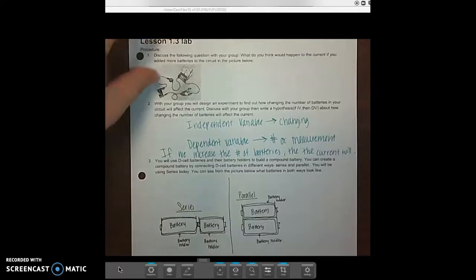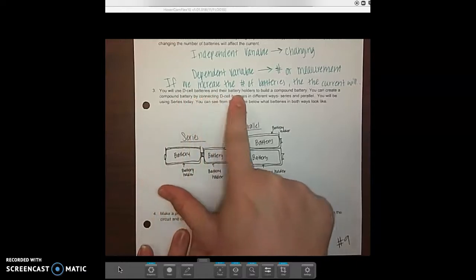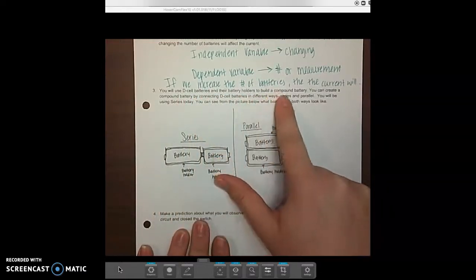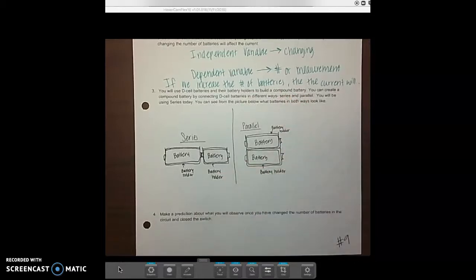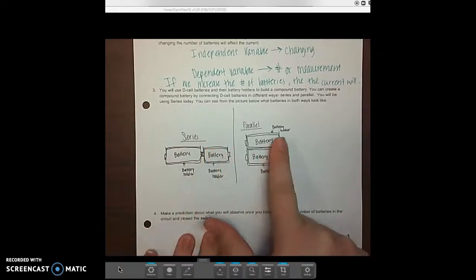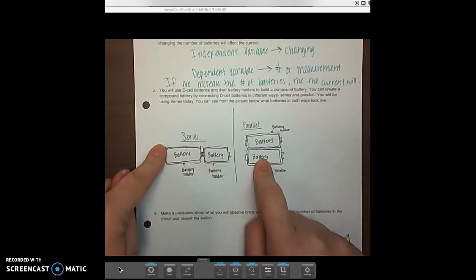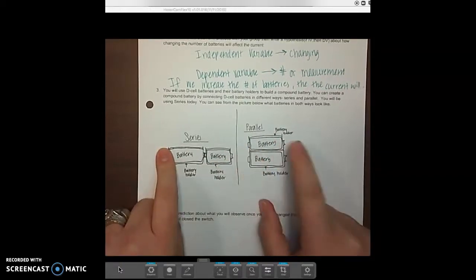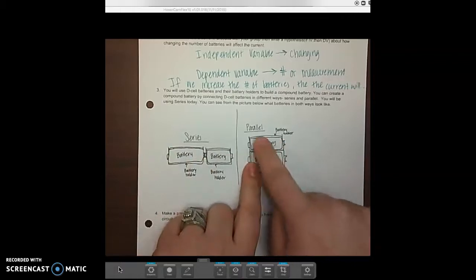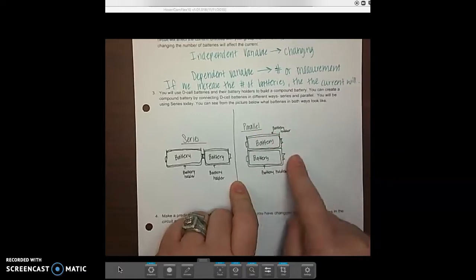All right, number 3 says you will use D-cell batteries and their battery holders to build a compound battery. So we have learned yesterday from the PhET simulation that a compound battery is when you have multiple batteries. So you can either put them in a series where they're side by side, or you can put them in a parallel where they're going to be up and down. Remember, side by side, if you turn one of them off, all of them turn off. In a parallel, if one goes off, the other ones will still stay as a closed circuit because they're not connected in the same circuit.